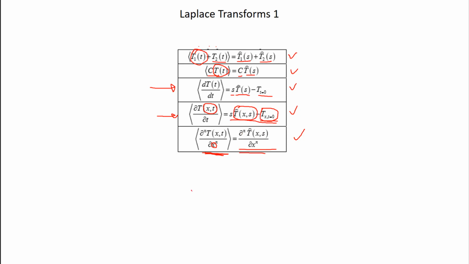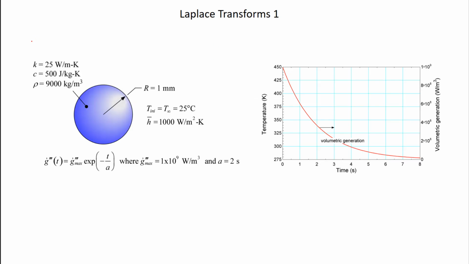All right, so if I can make this move, here's the problem we're going to tackle first. It's a lumped capacitance problem, right? We'll prove that here in a second. We have some kind of a sphere. It's got a radius of 1 millimeter.